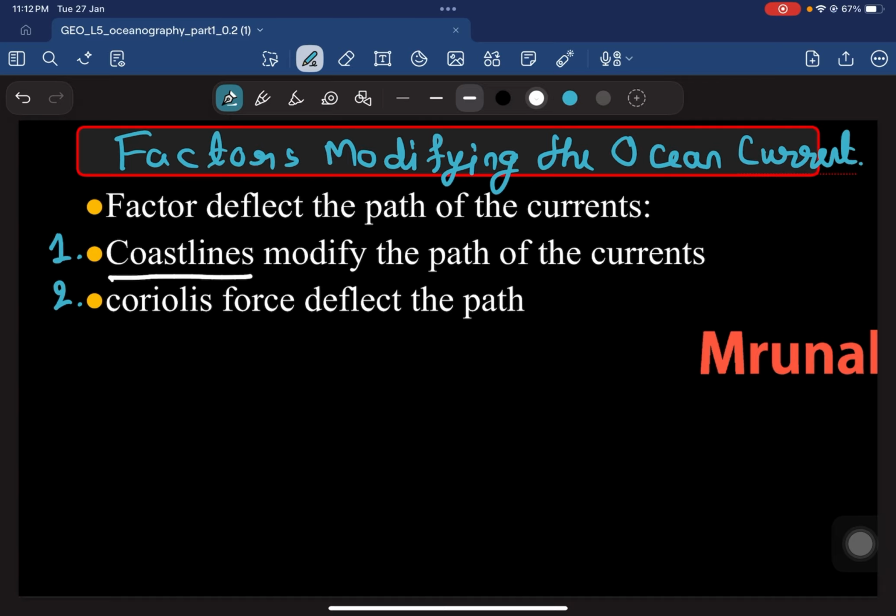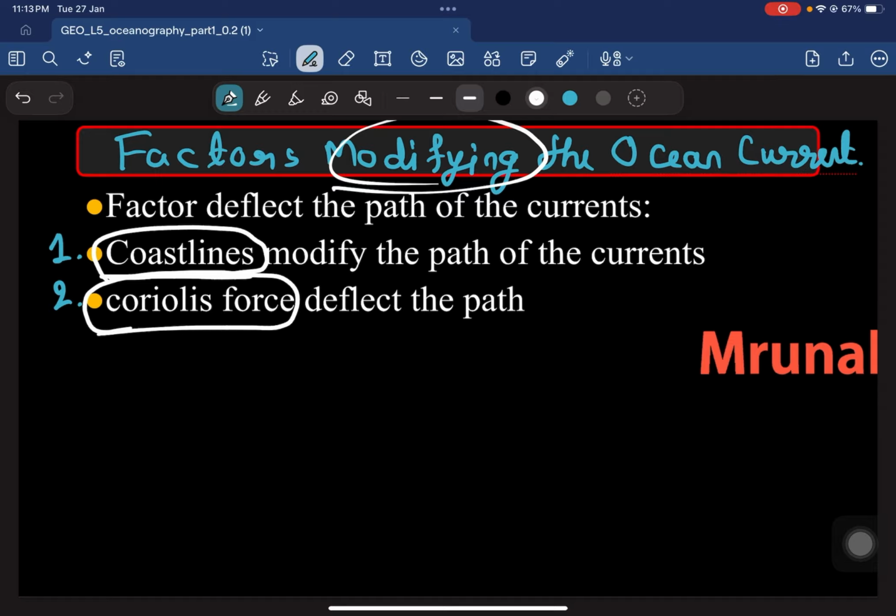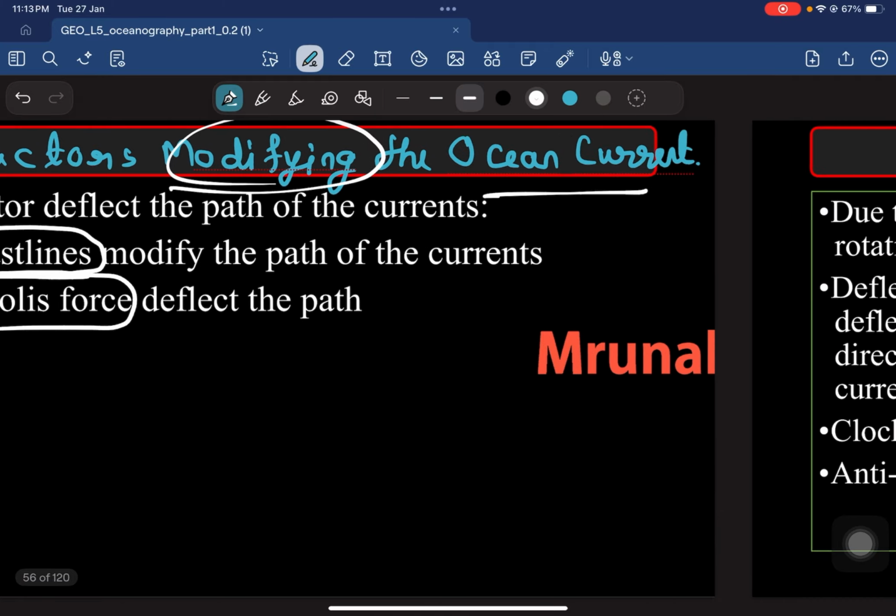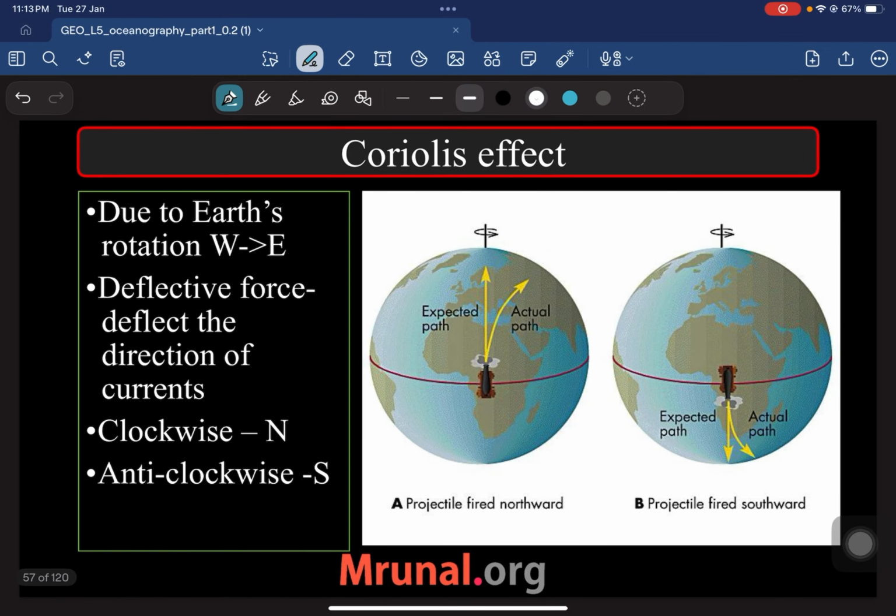Yes or no? If coastlines are there, they obviously will deflect, right? They can't cross the coastlines. These ocean currents can't cross the coastlines, they will deflect. First one is coastlines, they will deflect or modify. Next, I told you I will discuss the Coriolis force. This is the reason ocean currents get deflected. This Coriolis force is a very interesting and very important topic. I am discussing the Coriolis force now.